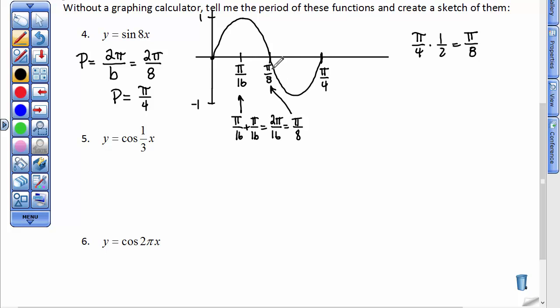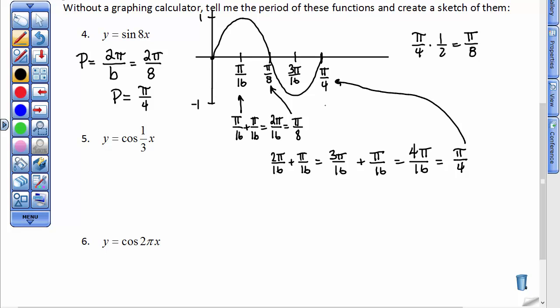But what's nice is that from here I go pi over 16 to 2 pi over 16. This next spot would be 3 pi over 16, because I'm adding to the 2 pi over 16, I'm adding another pi over 16 to it. Remember, I'm adding this chunk, pi over 16, to this spot. I was at 2 pi over 16, so now I'm at 3 pi over 16, and if I add pi over 16 again, I'm at 4 pi over 16, and 4 over 16 is 1 over 4, and I'm at the end of this picture.